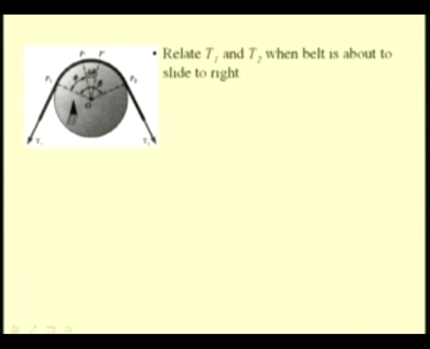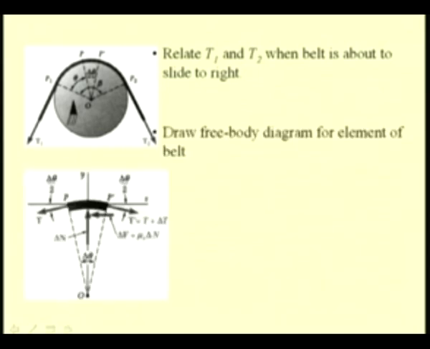So, let us consider a small element P prime which is subtending an angle of delta theta. If P1 and P2 are the points of contact of this shaft, then beta is the total angle subtended by this belt on this pulley. So, let us consider this element P prime and draw the free body diagram of that differential element.